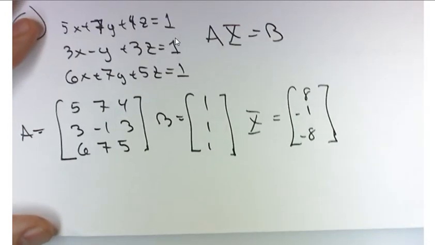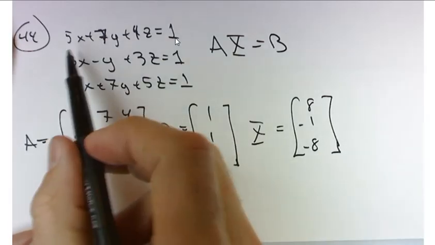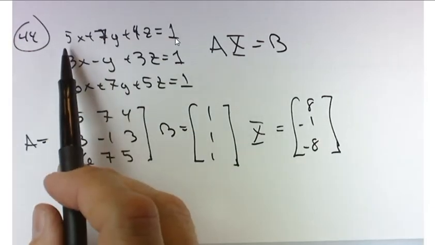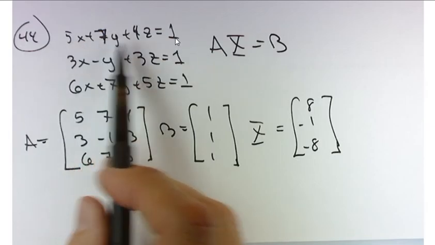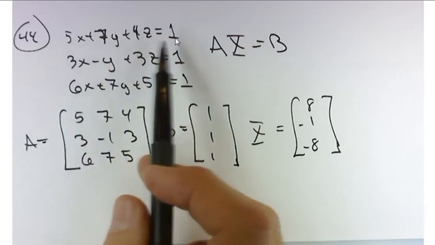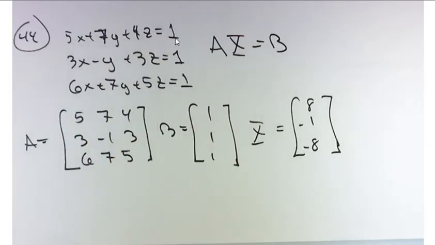And you can check that these numbers fit in this equation. Let's just check the first one. You'd end up with 40 minus 7 minus 32. 40 minus 39 is 1. It checks. So it's kind of a nice quick way. Now, there is trouble in paradise, and we'll have to understand this next time.